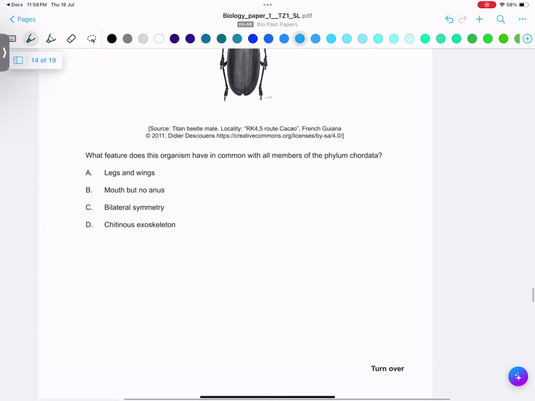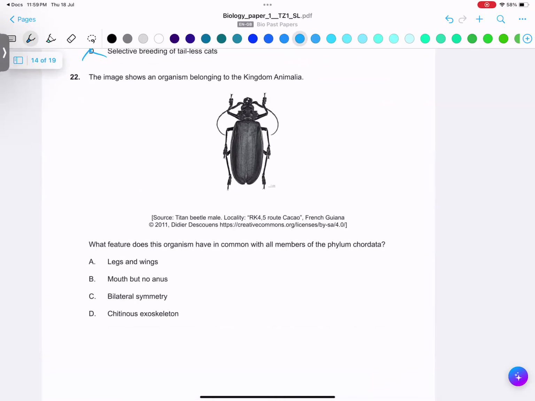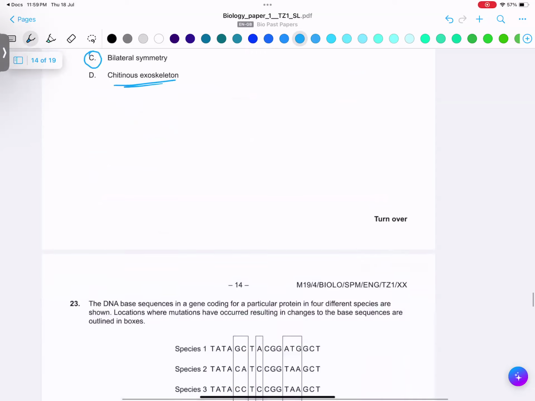22. What feature does this organism have in common with all members of the phylum Chordata? So let's look at this one. Its middle is the same. If you literally split it in half, it'll look the exact same. It has bilateral symmetry, just like the phylum Chordata. The phylum Chordata does not have to have a chitinous exoskeleton, for example.